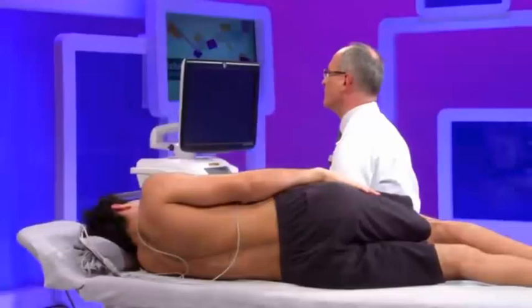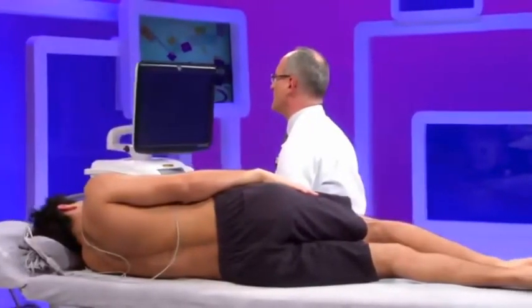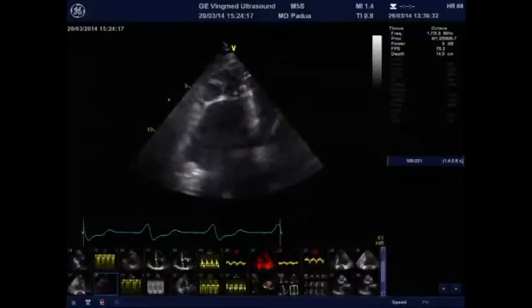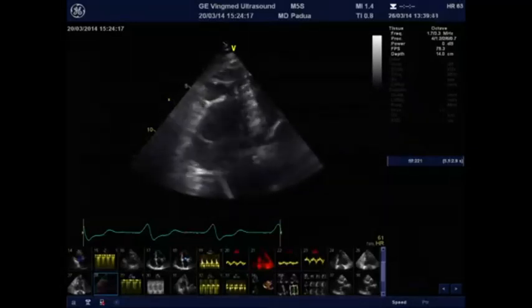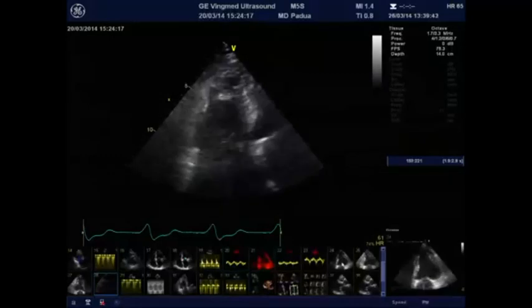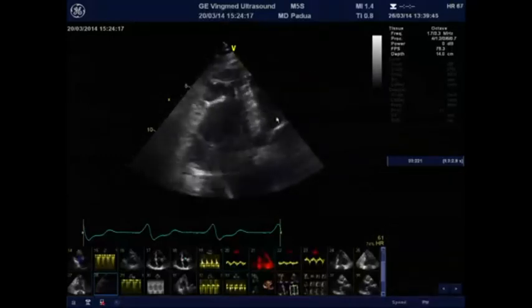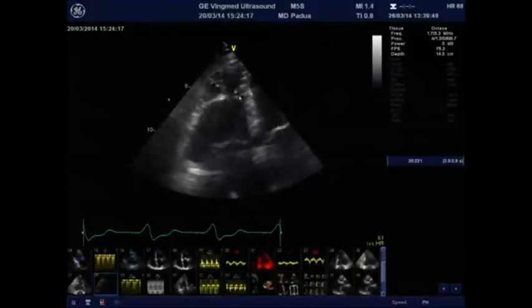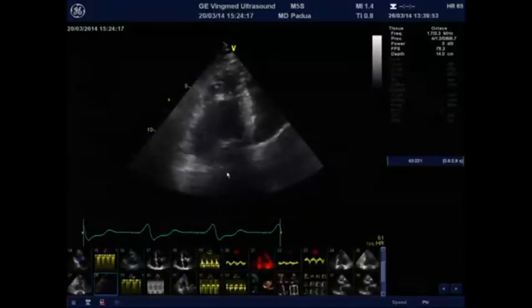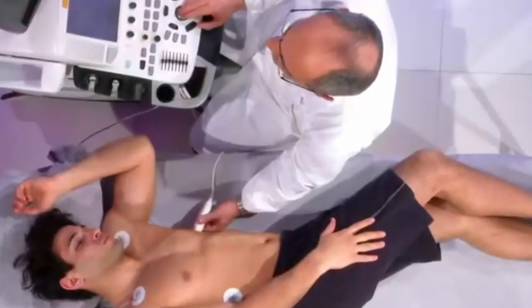Then you move, you tilt your probe a little bit to look at the right heart. Here is a dedicated, focused view for the right ventricle, so I don't care so much anymore about the left ventricle, just concentrating on the right one to look at the size and at the motion. And here I realize that there is some dysfunction of the right heart.